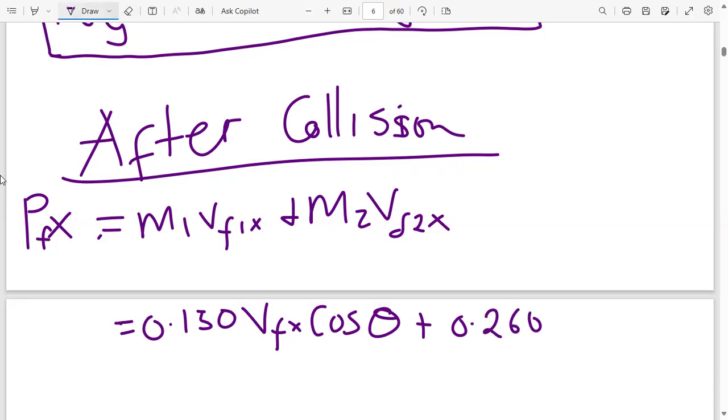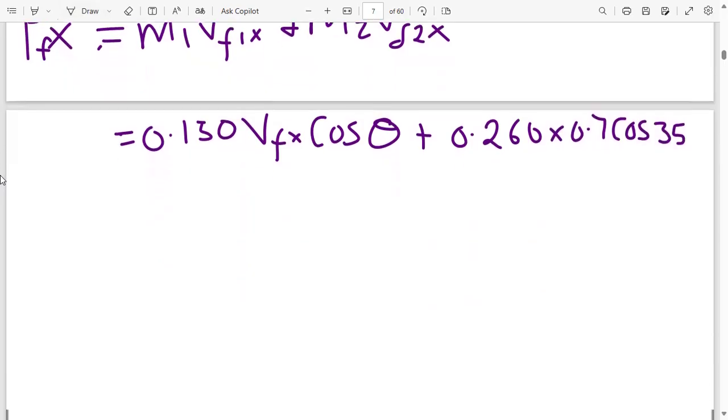0.260 multiplied by the final velocity of 2 in the x, which is 0.7 cos. Since the x component is the one which is adjacent to the theta that we've been given, it is going to carry a cos 35 like this. Okay.